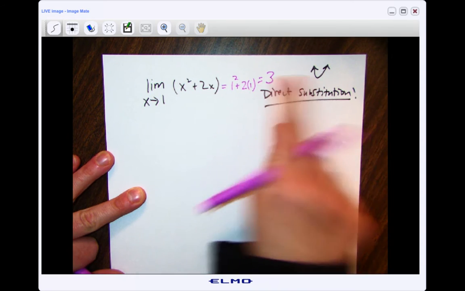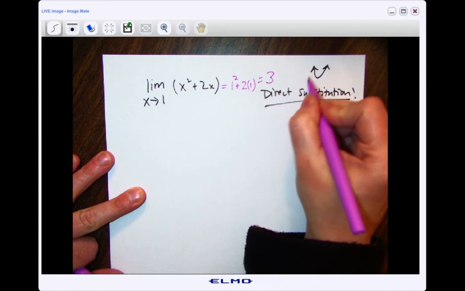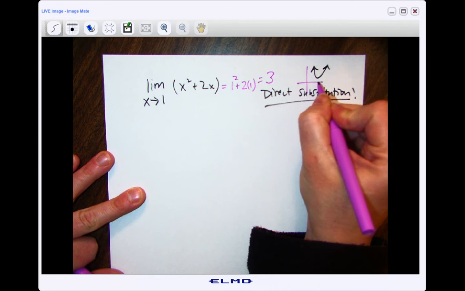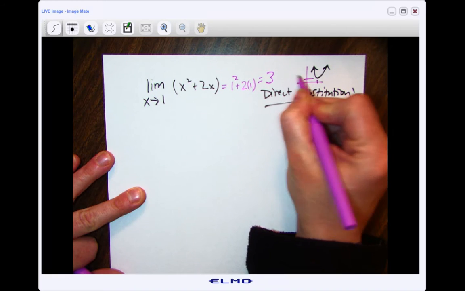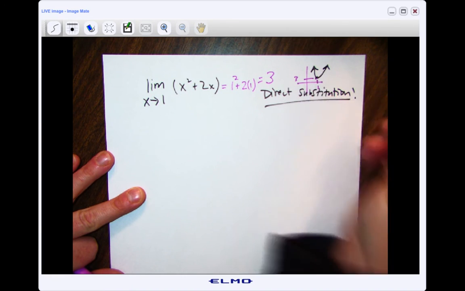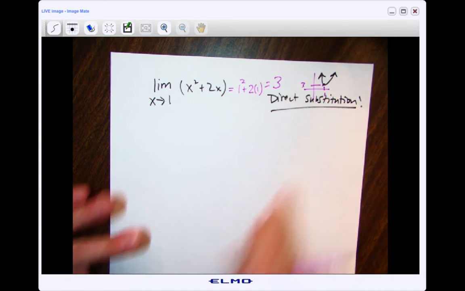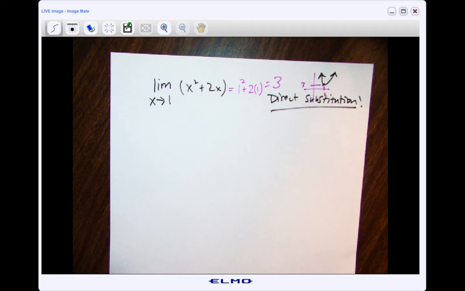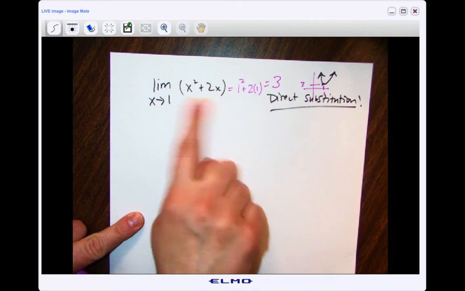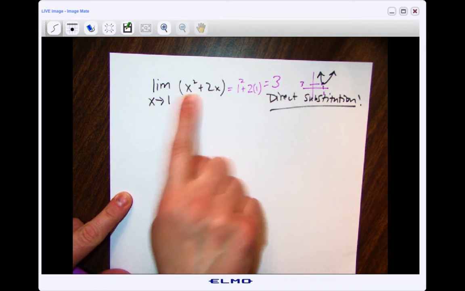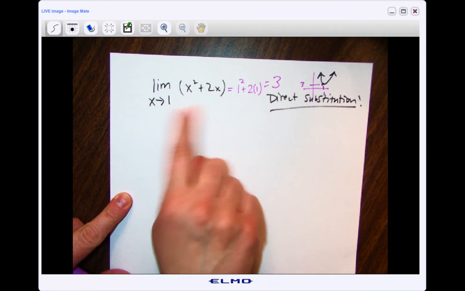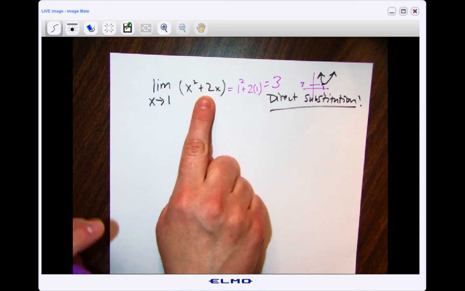So whatever we are at 1 here, this would be a 3. It wouldn't be that picture exactly, but that's just saying that the function is going to be getting closer and closer to 3. So direct substitution: whenever the function doesn't have any problems, if there's no reason for me to not plug a 1 in there, then I'm going to do that.